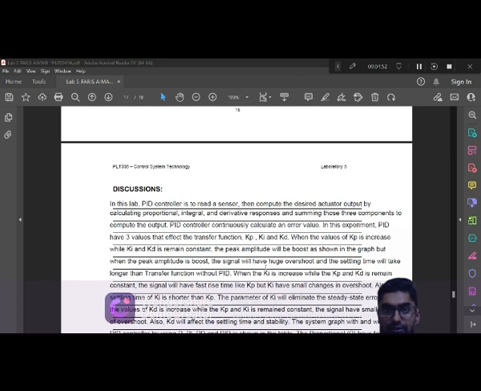From this lab, a PID controller is used to read a sensor, then compute the desired actuator output by calculating the proportional, integral, and derivative response, and summing those three components to compute the output. So the three-component PID controller continuously calculates Kp, Ki, and Kd.